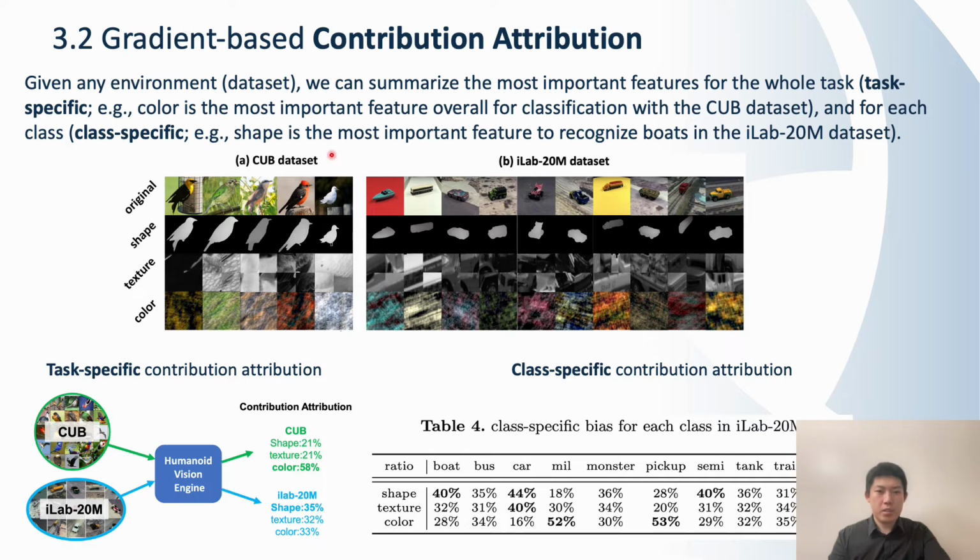So with the gradient-based contribution attribution, given any environment dataset, we can summarize the most important features for the whole task, which is the task-specific contribution. For example, color is the most important feature overall for classification within the COB dataset, which makes sense, right? Where their shape and texture are similar. Also, we can conduct the class-specific contribution. For example, shape is the most important feature to recognize both in the iLab 20 million dataset.